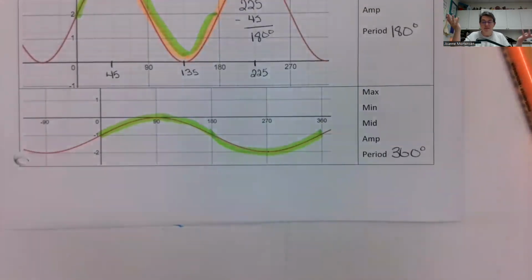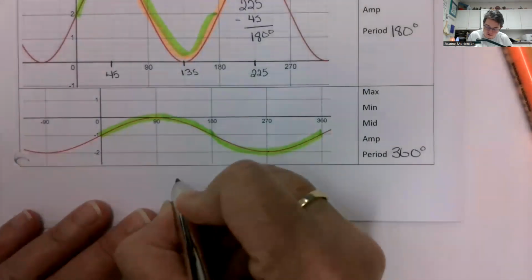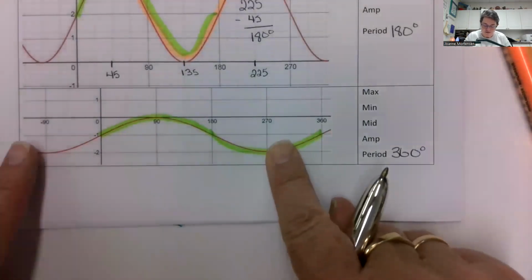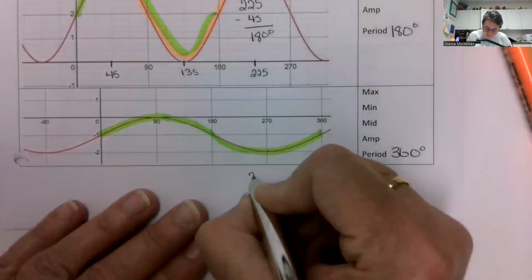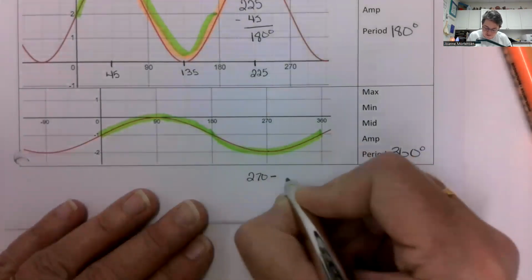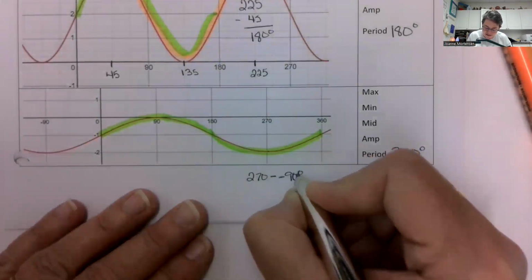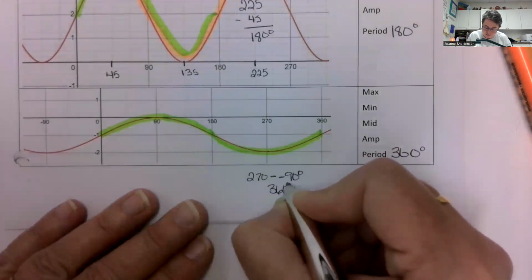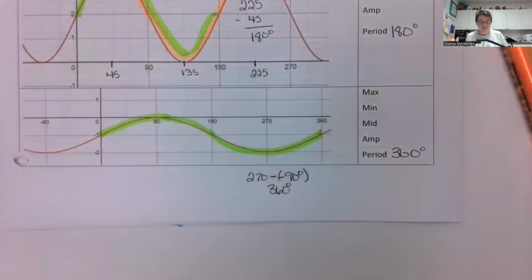Whatever works. I mean, technically, we have that formula. If we want to do that one, it'd be 270 minus negative 90, which would be 360, right? Because a double negative. So maybe when you can, you always want to start at 0 and just know that sometimes it's a roller coaster.